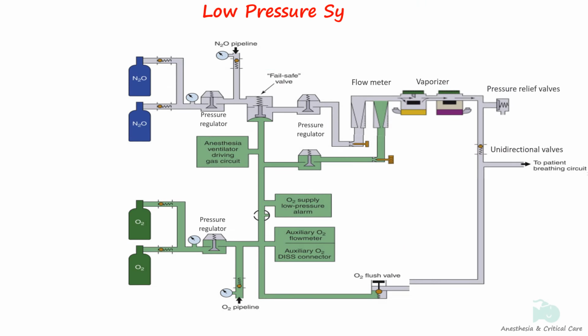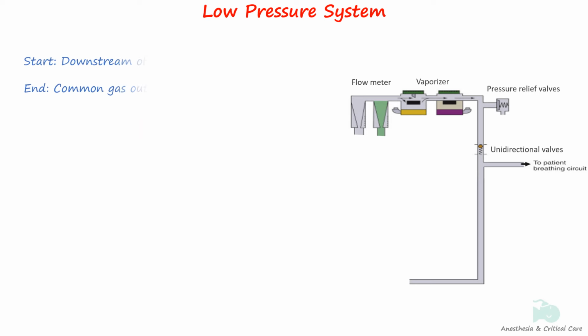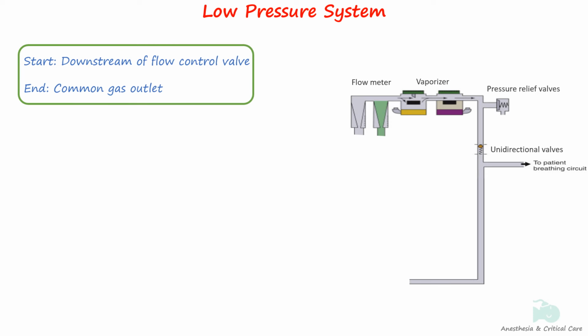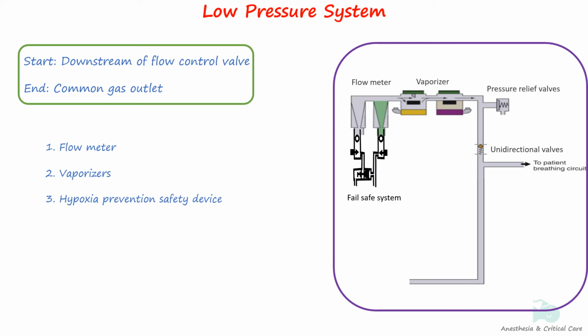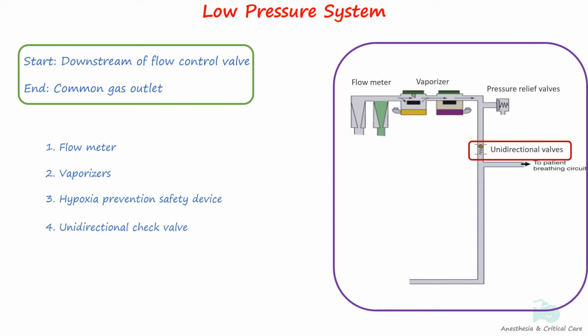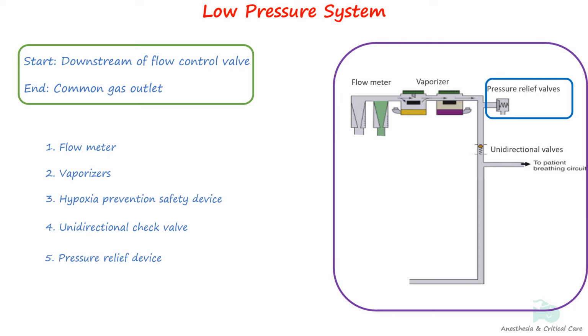The low-pressure system is located downstream of the flow control valves. The pressure in this system is slightly above the atmospheric pressure and much variable. The system contains flow meters, vaporizers and its mounting devices, hypoxia prevention safety devices that automatically regulate flow of oxygen and nitrous oxide, unidirectional valves, pressure relief devices, and common gas outlet.